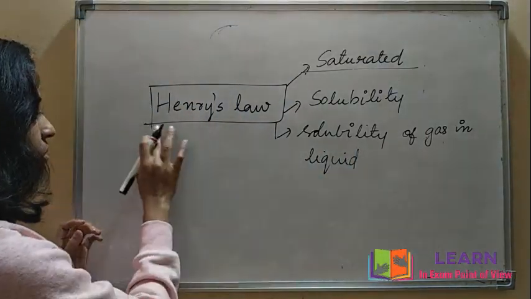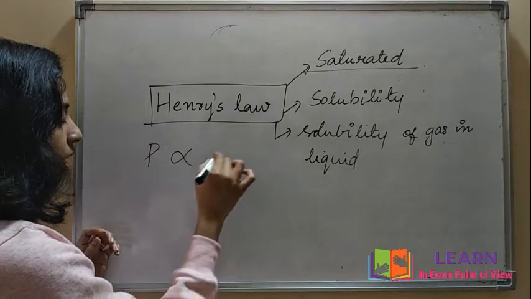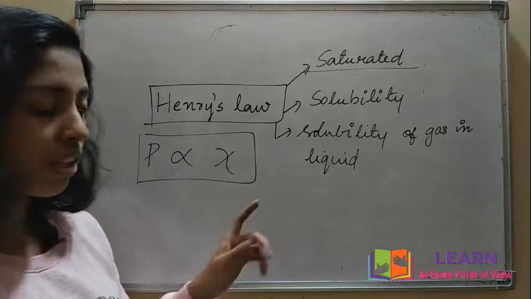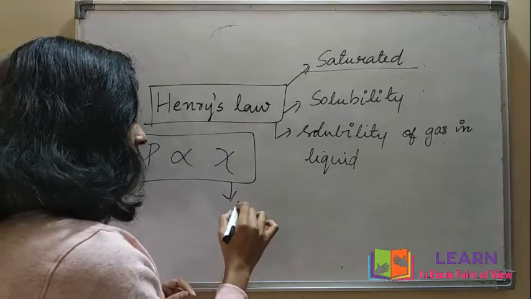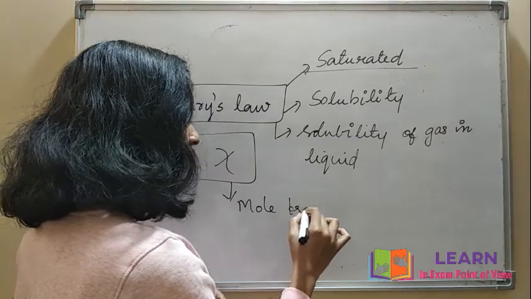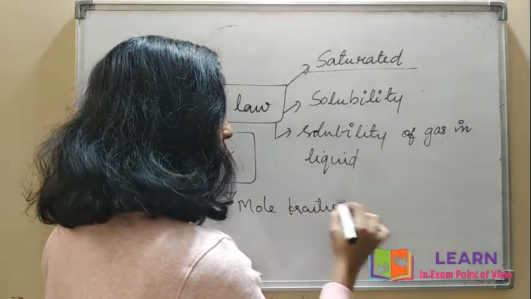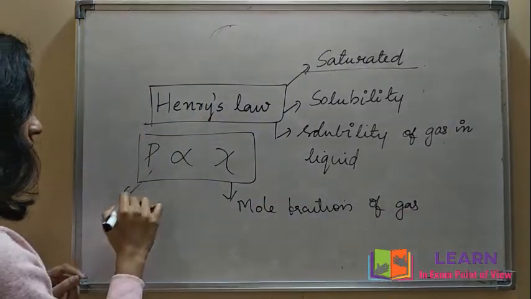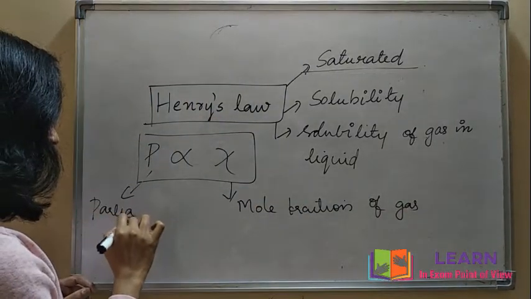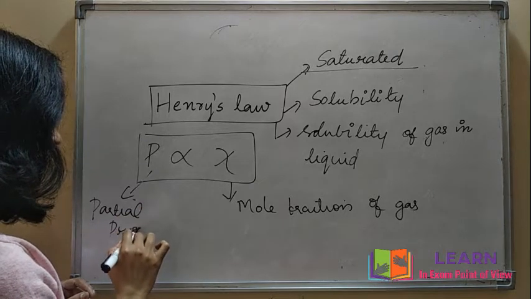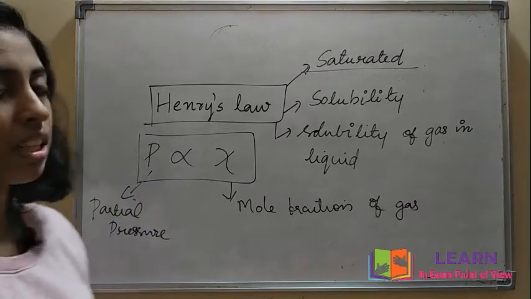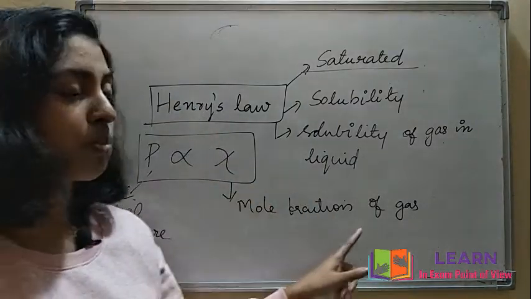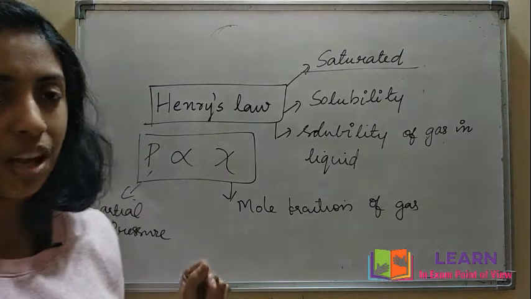So in that you have to study P is directly proportional to chi. This defines the Henry's law. Chi means what? Chi is the mole fraction of gas. Okay. And P is what? P is the partial pressure. Pressure should be applied, right, in order to dissolve gas in the liquid. So they are directly proportional. P is directly proportional to mole fraction of gas, that is chi.